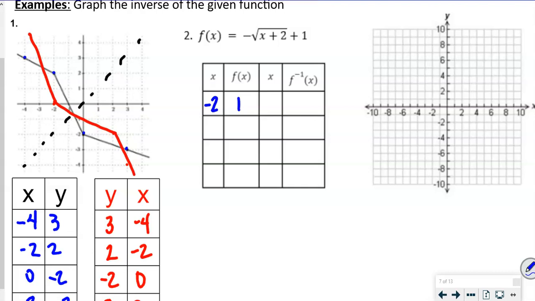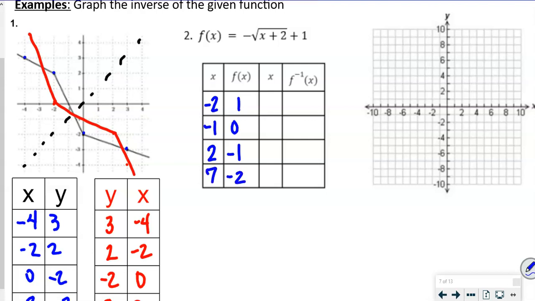So that would be (-1, 0), which makes sense, right? Okay, then I'm going to put the number 2 in there because 2 plus 2 is 4. What's the square root of 4? 2. And then it's going to be -2 plus 1. So that's going to be (2, -1). And then I'm going to put a 7 in here, y'all, because 7 plus 2 is 9, and the square root of 9 is 3. So that's going to be -3 plus 1. So that's going to be -2. So this is going to be (7, -2), okay?